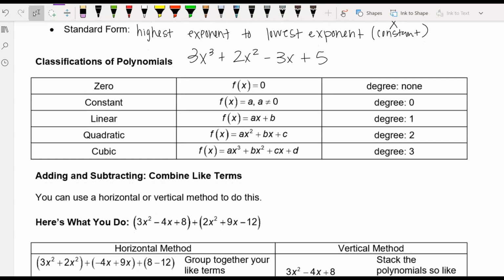All right, classification of polynomials. So you have 0, constant, linear, quadratic, and cubic. So when you have f of x equal to 0, that means you have no degree or degree of none. When it's a constant by itself, it's a degree of 0. Linear has a degree of 1. Quadratic has a degree of 2. So notice we're looking at those exponents there. And cubic has a degree of 3.